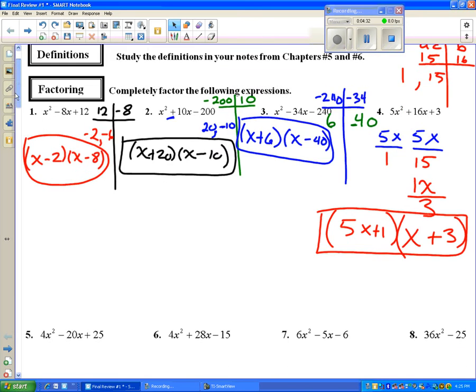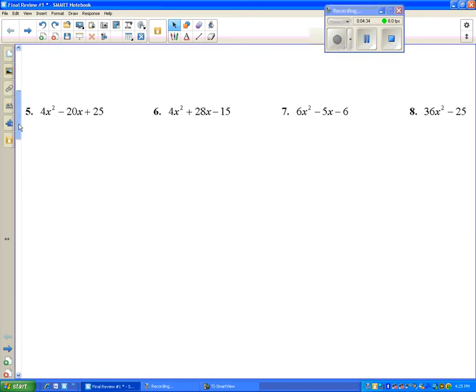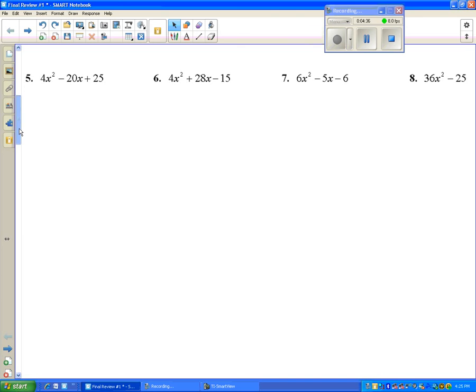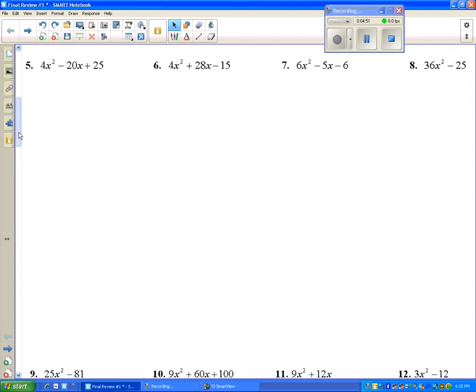Let's look at number 5. Again, remember, now that I have a number in front, I do want to start asking the question, is there a greatest common factor? Is there a greatest common factor of 4, 20, and 25? The answer is no. Let's put that right there. So now I need to see if I can factor this.